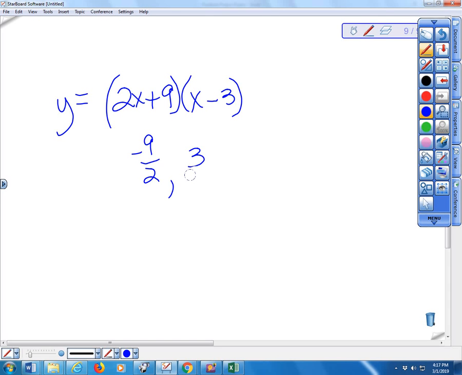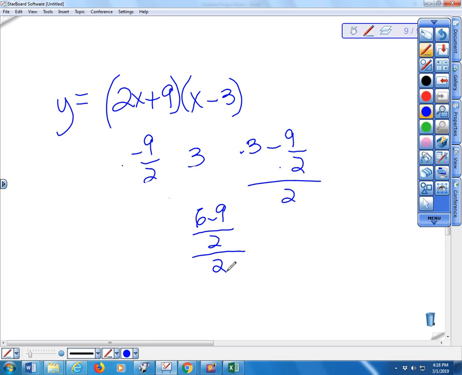Because the axis of symmetry has both of those points on the x-axis, the axis of symmetry is going to split those points in half. So we just need to find the midpoint between these two. And to find the midpoint, we add the two together, whatever their signs are, carry through, divided by 2. So let's get a common denominator. 6 minus 9 over 2 divided by 2. Remember, if I divide by a fraction, it's the same as multiplying by the reciprocal.